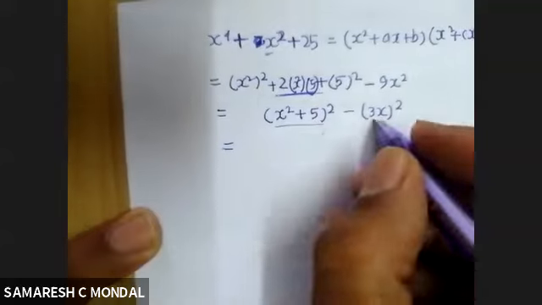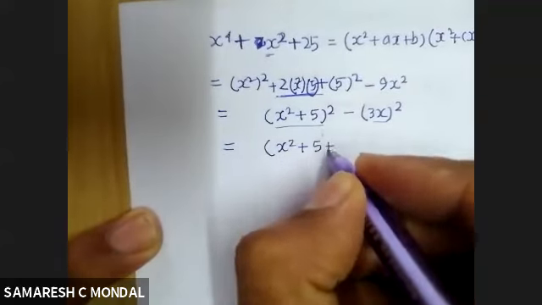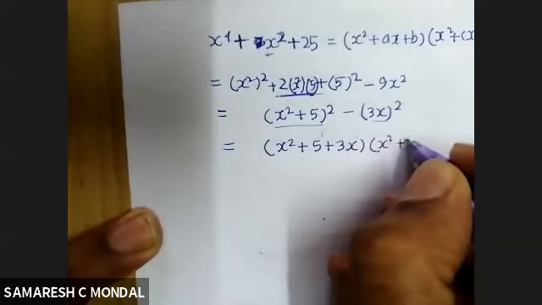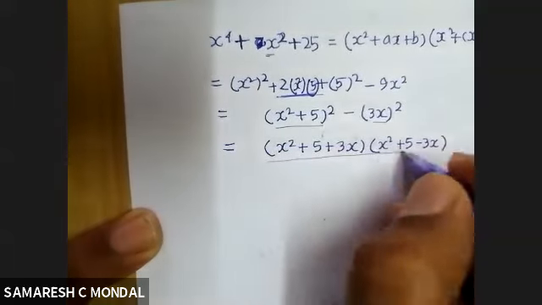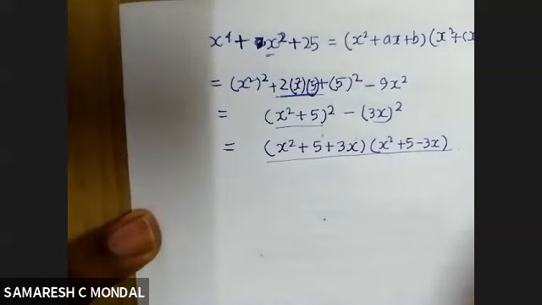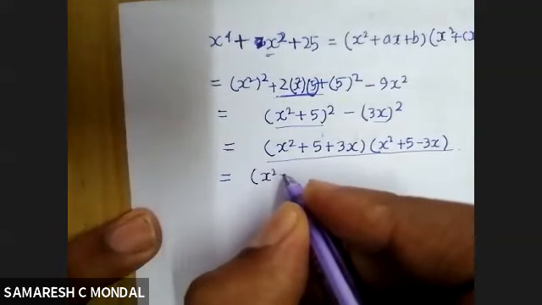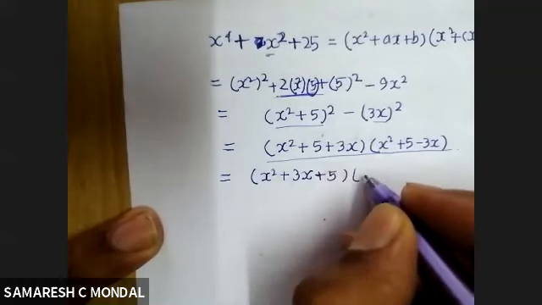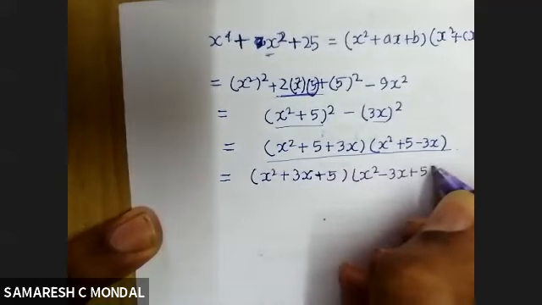So that is a square minus b square. X square plus 5 plus 3x into x square plus 5 minus 3x. So can I write again x square plus 3x plus 5 into x square minus 3x plus 5.